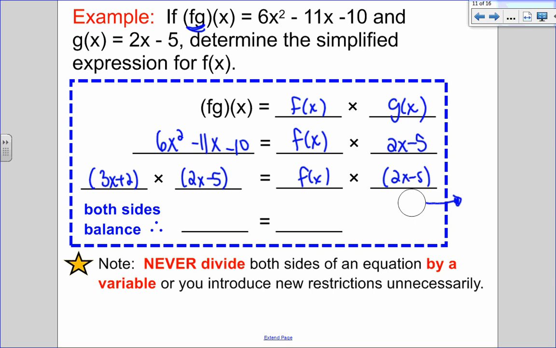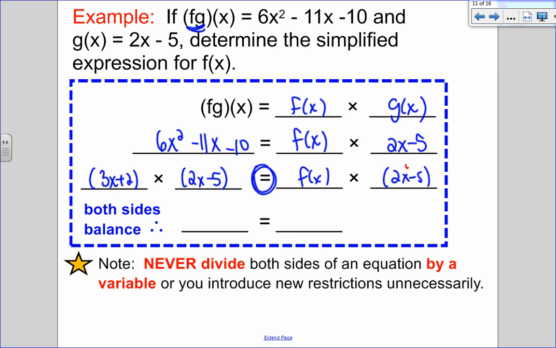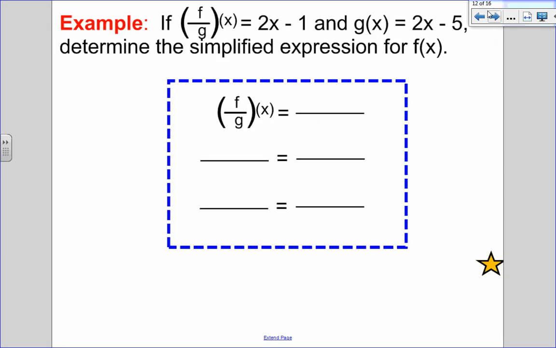So instead what I'm going to do is use the rules of balance. Since they are equal, that means they are the same on both sides. I can see on both sides I have a 2x minus 5. So for them to be balanced, f of x must equal 3x plus 2. So I know that 3x plus 2 is equal to f of x. I do that without dividing both sides. Okay, let's try one with division.